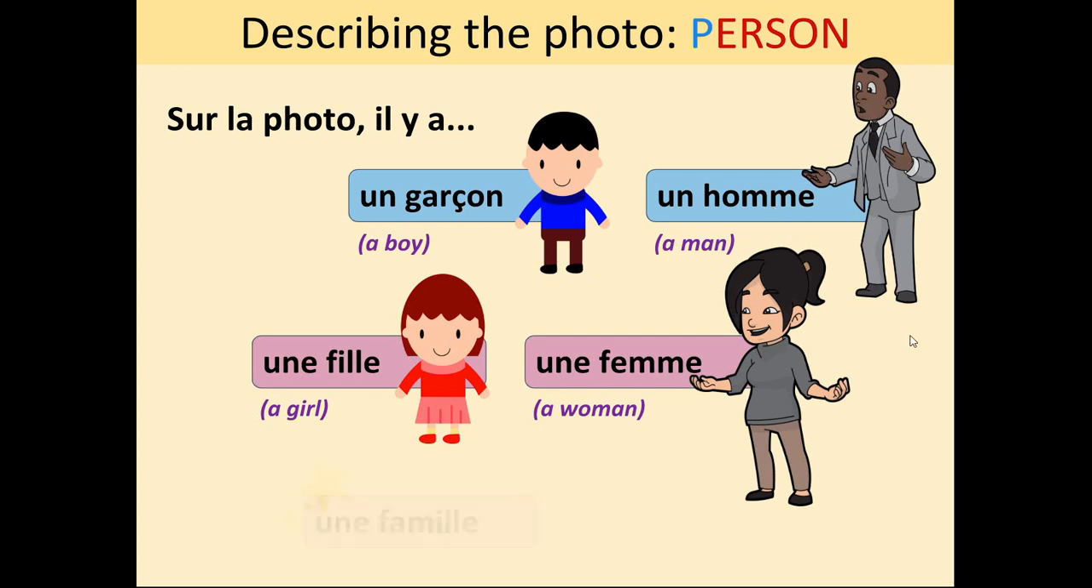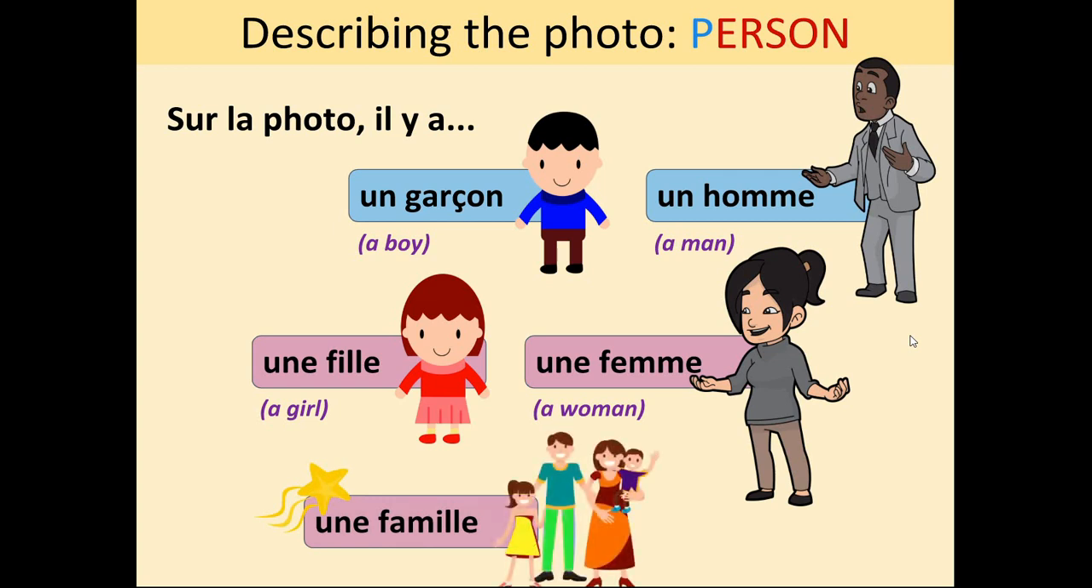Some of you might like to challenge yourself. I won't really show you examples of this, but if you want to practice talking about more than one person, you could say that there is a family, for example. Sur la photo, il y a une famille, if you want to do this. Obviously, I'd like to point out that all the pictures I've chosen are quite stereotypical. I realize not all girls wear dresses, etc., but I just wanted something that was very obvious.